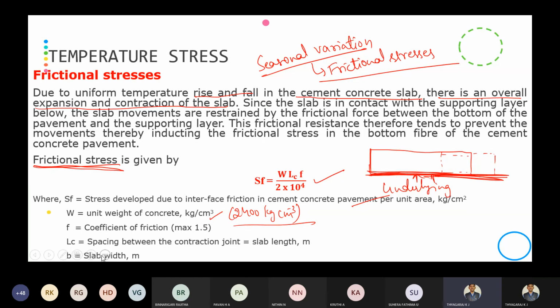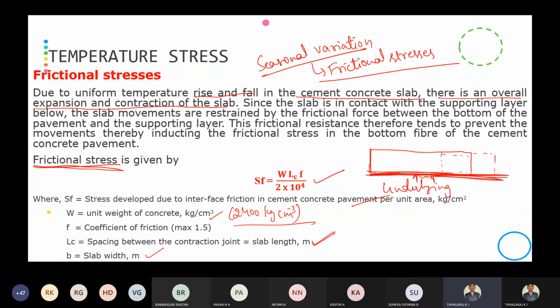F is the coefficient of friction. The maximum coefficient of friction is 1.5. LC is the spacing between the contraction joints. So we will see what this spacing between the contraction joints is. Then B is the slab width of the pavement. That is the B we are going to consider.